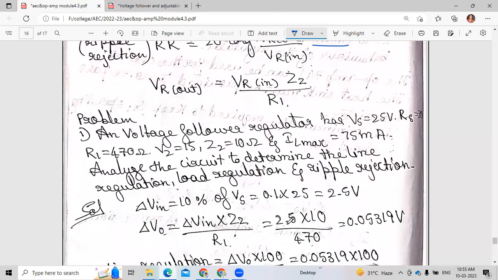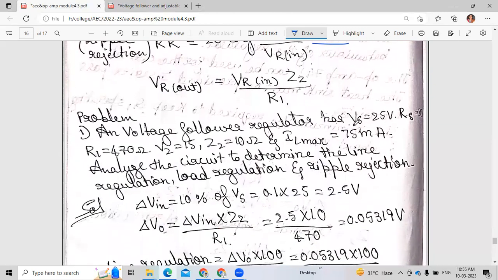So when we come to the problem, they have given a source, that is Vs 25 volts, Rs 20, R1 470, Vz 15, ZZ 10, IL max 75 milliamps. Analyze the circuit to determine the line regulation, load regulation, and ripple rejection. So ΔVin is 10% of Vs, 0.1 into 25, that equals 2.5 you will get.